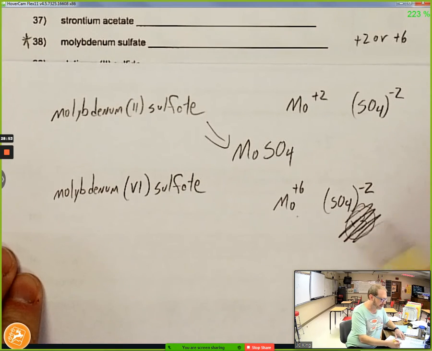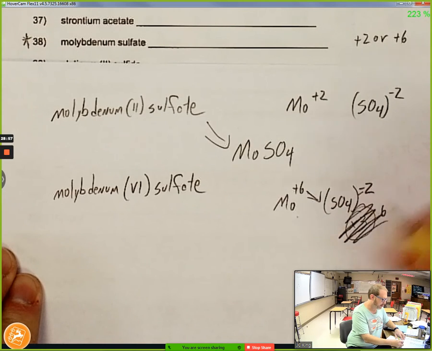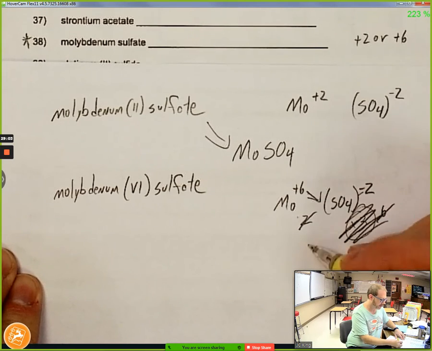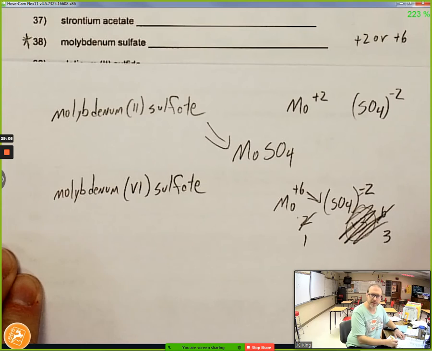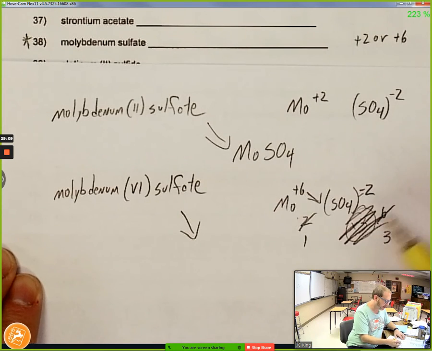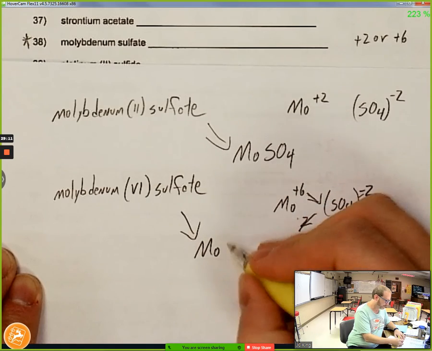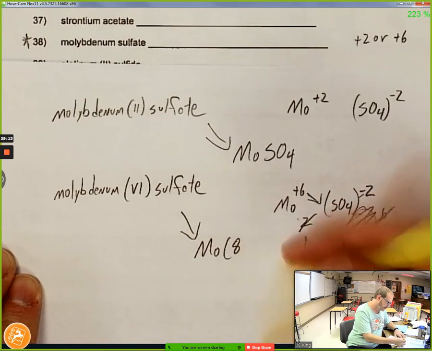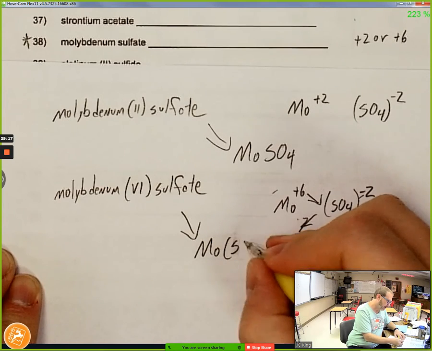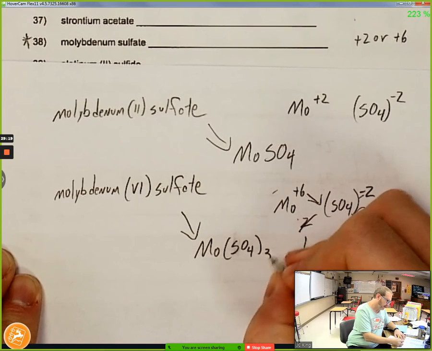If you don't want to worry about that, doing the crossing over trick means I'm going to have 6 down here. I'm going to have a 2 down here. 2 and 6 will reduce to 1 and 3. So molybdenum 6 sulfate would just be MO, that's not an S, SO4 3.